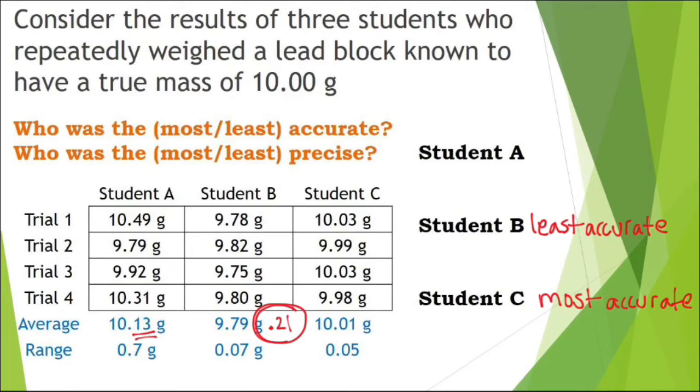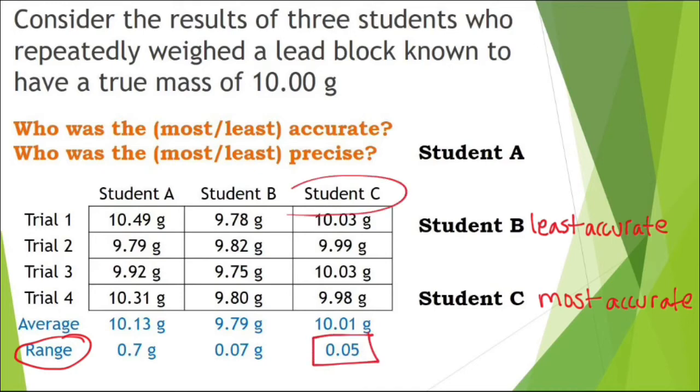Hopefully that's not too bad so far, just looking at these numbers. Now if we're looking for most and least precise, remember, precision comes back to range, and more precision has a smaller range. So the smallest range that we have is student C, so student C also happens to be the most precise. The least precise person is going to be the one that has the largest range, and that is definitely going to belong to student A. So biggest range means they are the least precise.